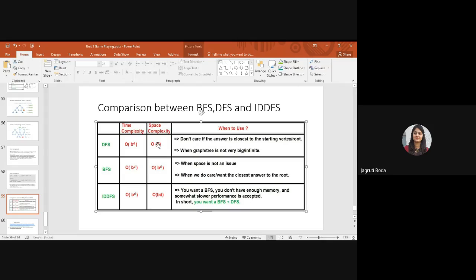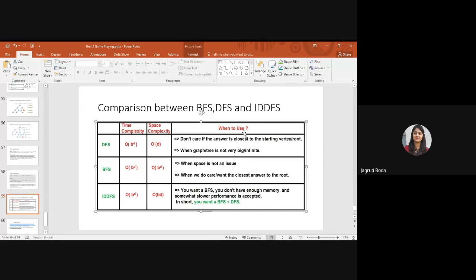So we take both the advantages of DFS and BFS, and we make IDDFS. You can see here the space complexity of IDDFS is B into D. So we reduce the space and utilize more time. The time complexity of DFS is B raised to D, BFS is also B raised to D, and IDDFS has B raised to D. The space complexity of DFS is D, BFS has B raised to D, and IDDFS has B into D.